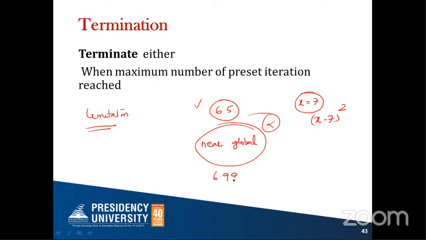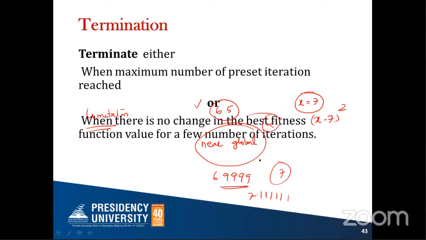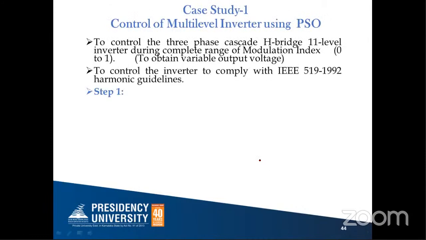Let us say it will be 6.9999, something like that, or otherwise 7.11111 like that. So it won't give you exact values of 7. That we will verify with the help of a test case also. Let me go clearly here. Let me see the test case here.